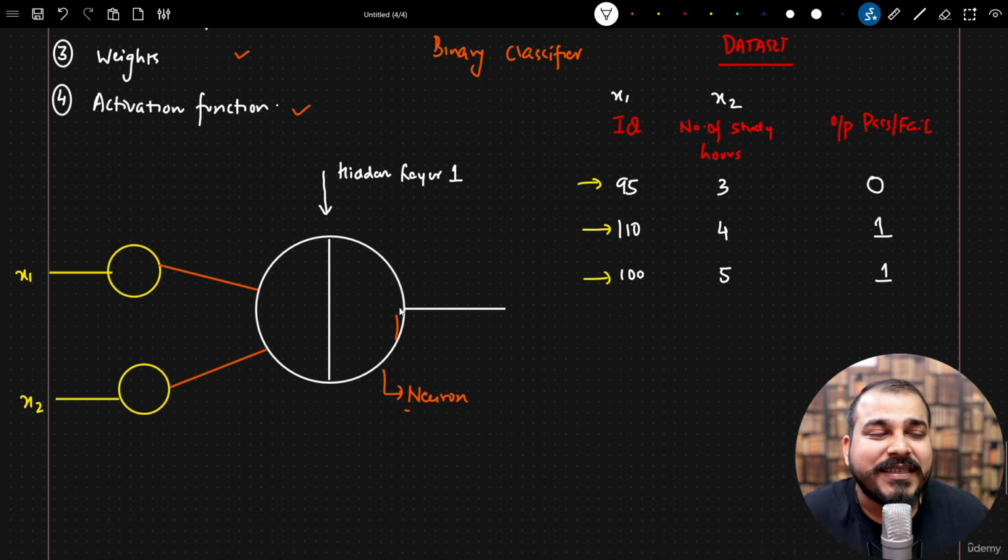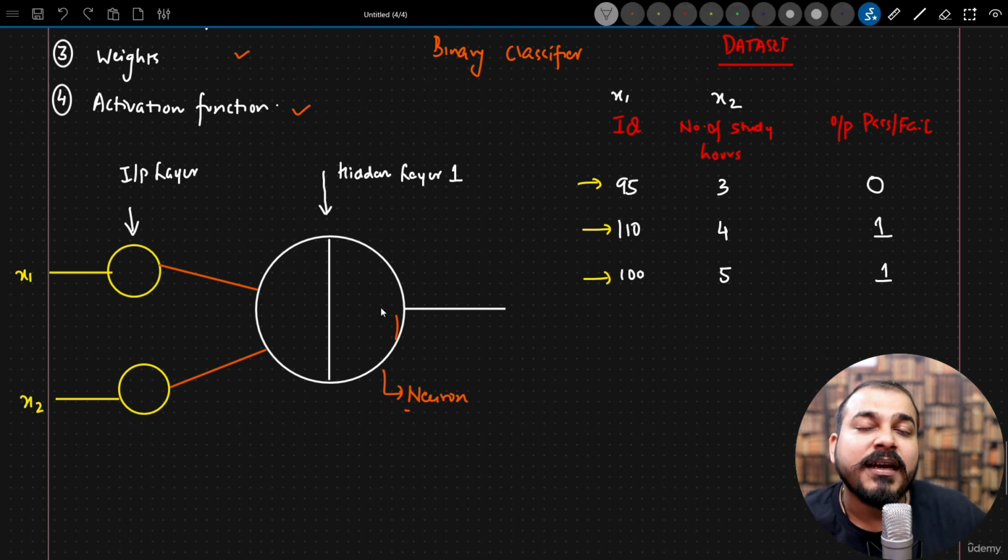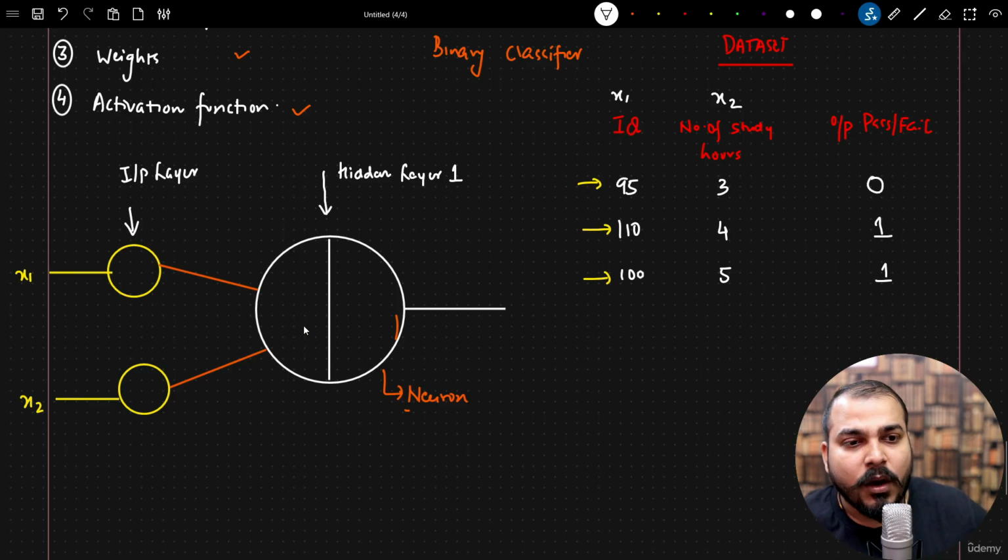Why do we say this is a single layer? This is obviously an input layer, but we do not count the input layer as a separate layer. We just count the hidden layer, and in this hidden layer, I just have 1 neuron. So we specifically say it is a single layer neural network. Now what all operations usually happen in this? First of all, I hope you got an idea about the input.